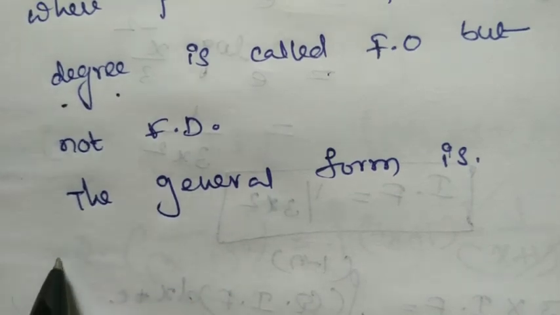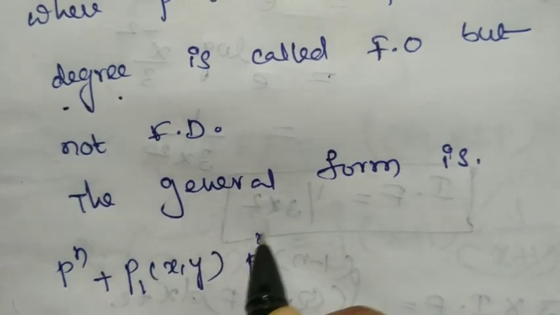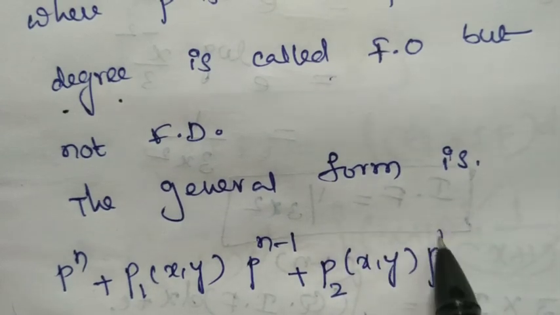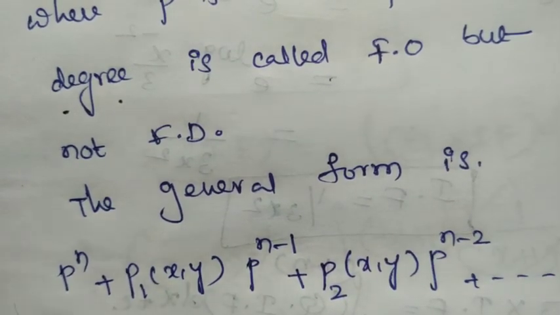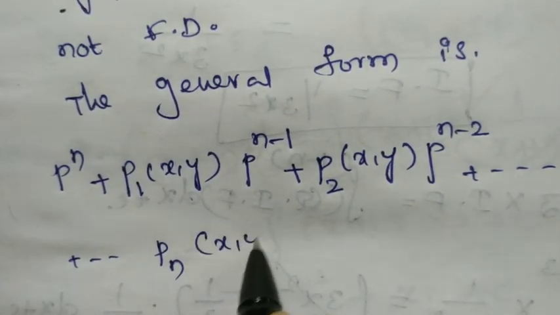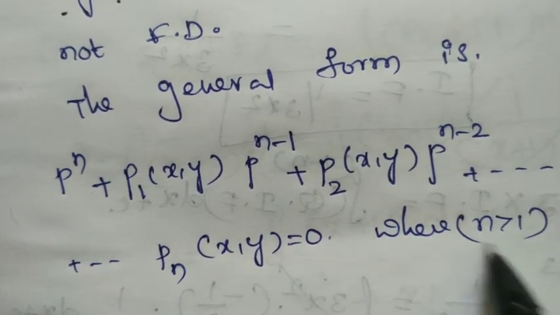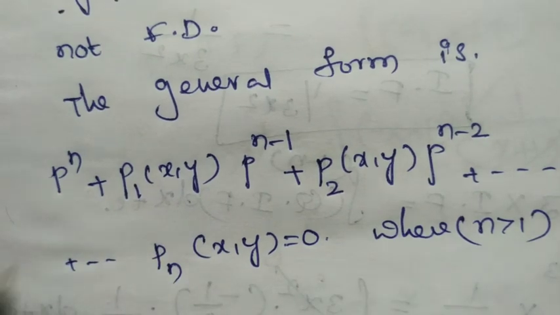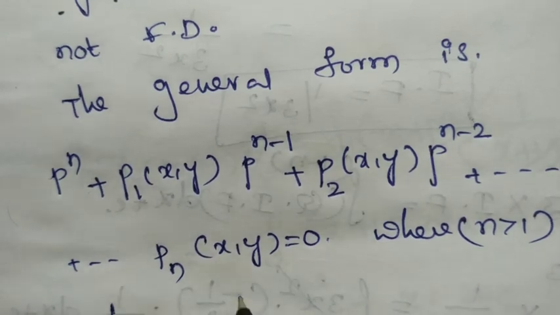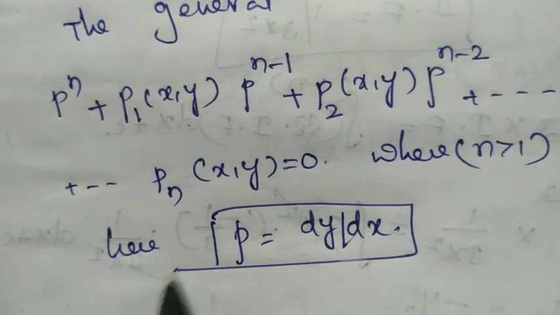The general form of a first order not first degree differential equation is p power n plus P1 of x comma y p power n minus 1 plus P2 of x comma y p power n minus 2 and so on, plus Pn of x comma y equal to 0. Here the value of n is greater than 1. So this is the general form of a first order but not first degree differential equation, where p equal to dy by dx.